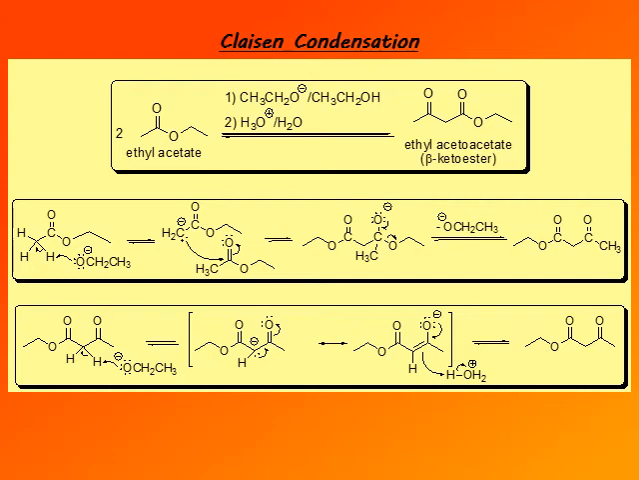Another type of condensation reaction is that of esters, and that's called Claisen condensation. So in a Claisen condensation, a molecule of an ester undergoes condensation. So it's 2 molecules of an ester that react with each other. One is deprotonated and acts as a nucleophile, and reacts with one that is not deprotonated and acts as electrophile.